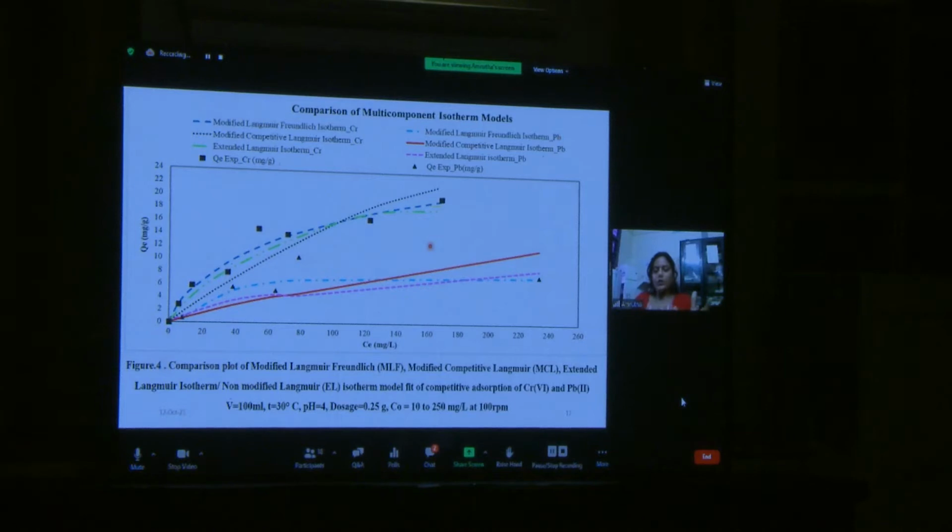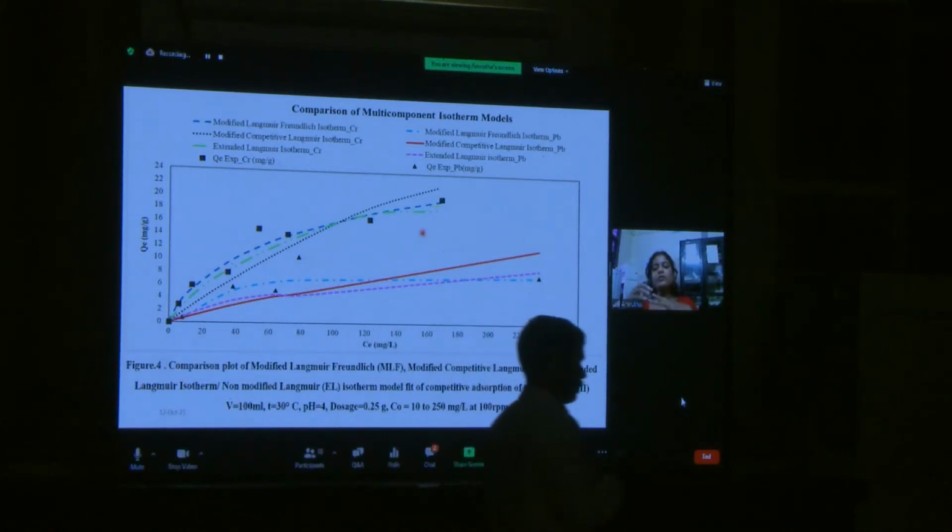So the question may arise: what will be the difference, since they will all be in the same strata? The thing is that the Langmuir isotherm and the Freundlich isotherm have different assumptions.